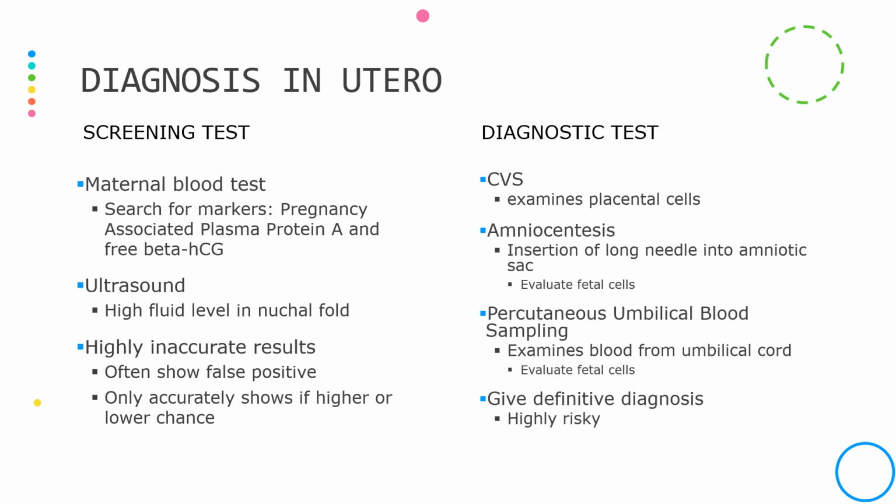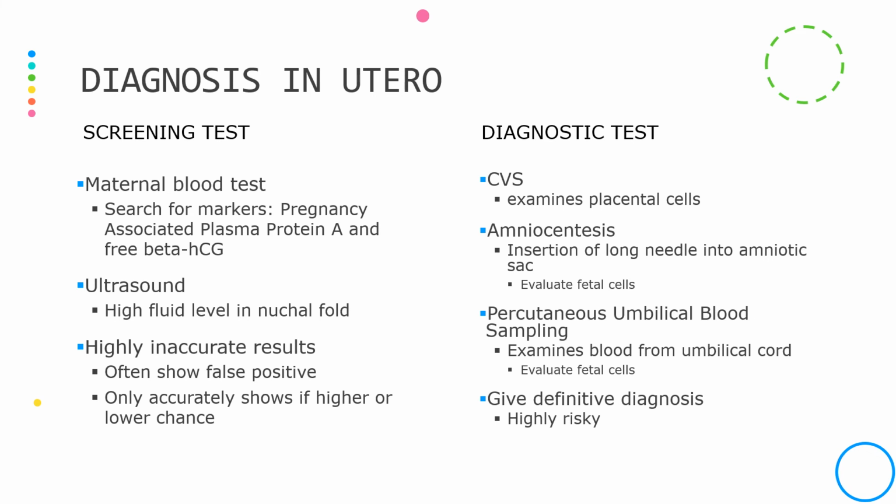Maternal blood tests can be done to search for markers in the mother's blood. The two markers for Down syndrome are pregnancy-associated plasma protein A and free beta-hCG. An ultrasound can also be done to search for a high level of fluid in the nuchal fold, which is around the baby's neck. This is a typical characteristic of babies born with Down syndrome. Screening tests are highly inaccurate, often show a false positive, and can only accurately show if the mother is at a higher risk for the syndrome.